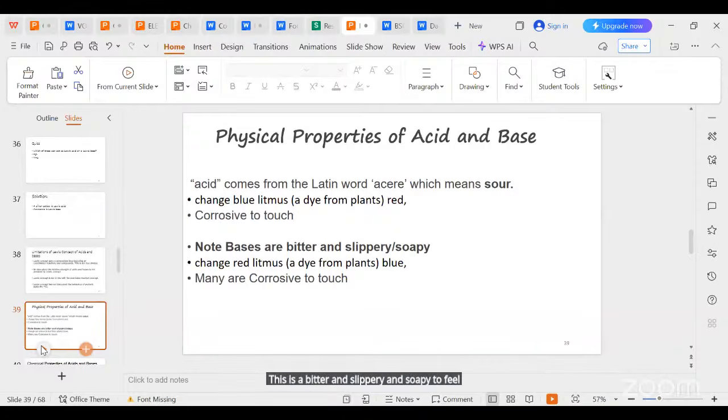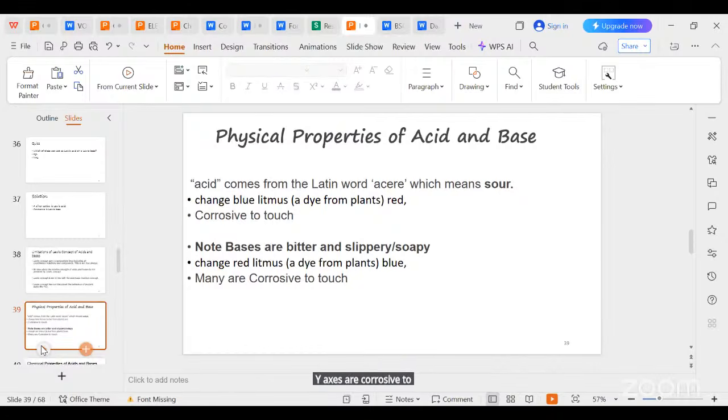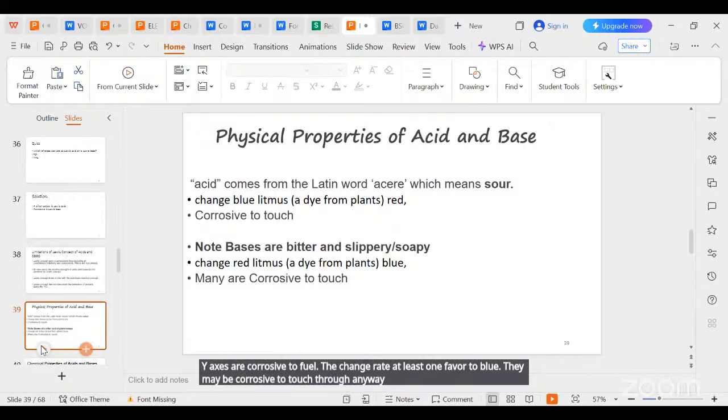Bases to taste are bitter and slippery and soapy to feel, while acids are corrosive to feel. Bases change red litmus paper to blue. They may be corrosive to touch too anyway, but they are generally soapy. So most of our soaps are mild bases.